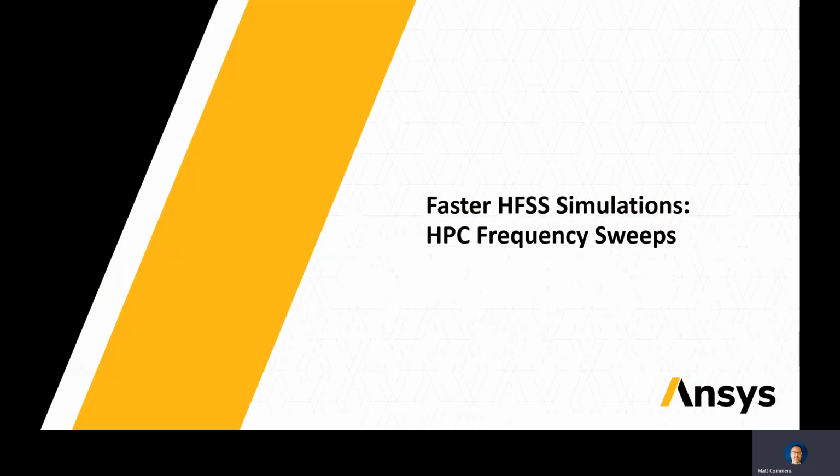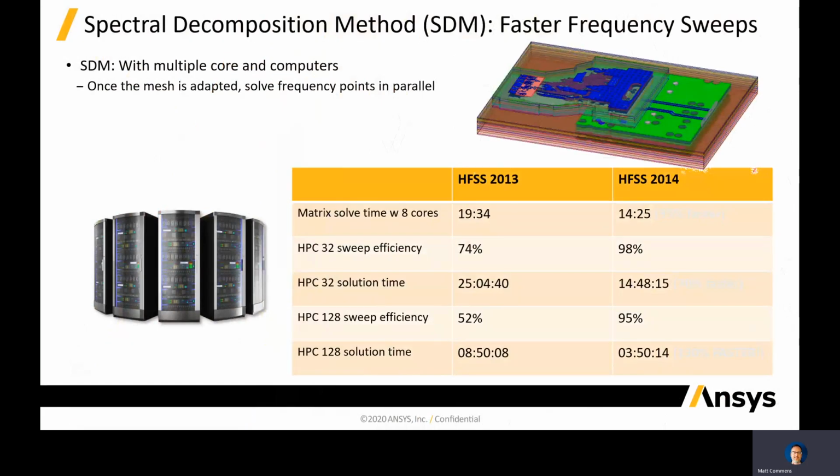Now, another technology we can apply for faster HFSS simulations is what I'll call HPC frequency sweeps. And once we have the mesh created using the adaptive meshing process, we can leverage a technology called Spectral Decomposition Method. And this is very, very simple. Once that mesh is created, we can now solve the points for the frequency sweep in parallel. And as the algorithms have improved over the years, here's an example of improvements from 2013 to 2014, we went from 25 hours down to 15 hours using 32 cores of HPC.